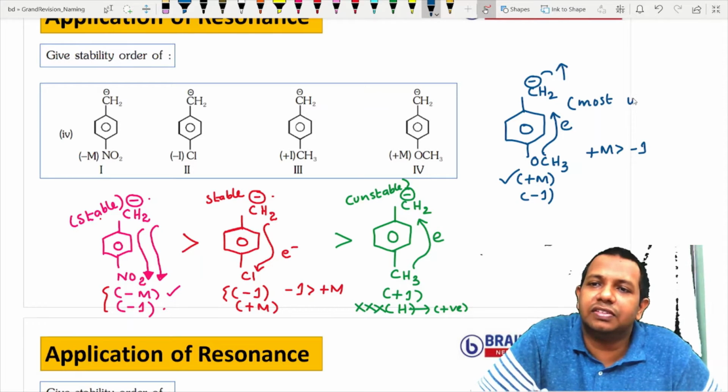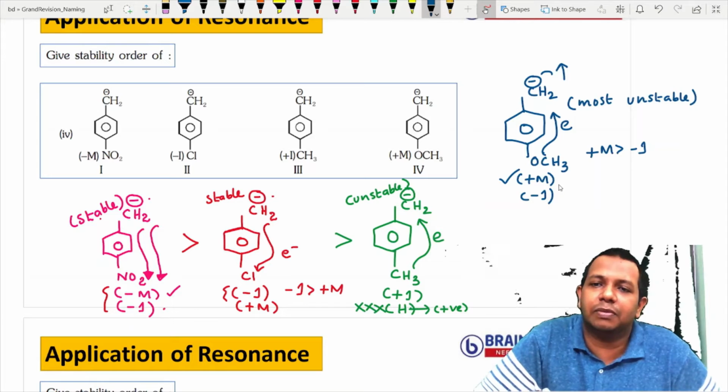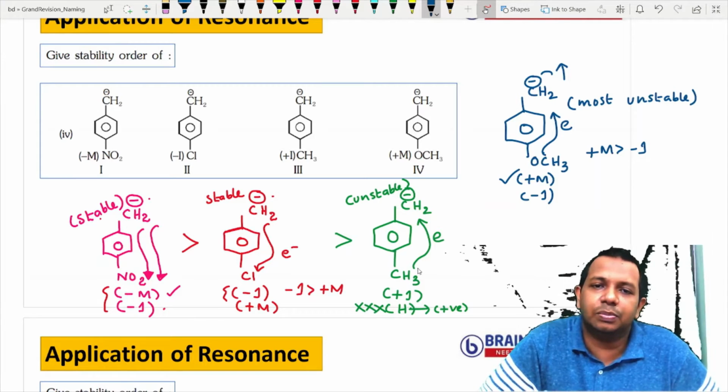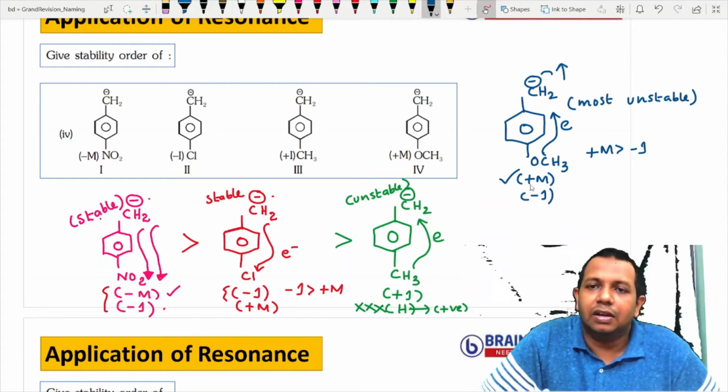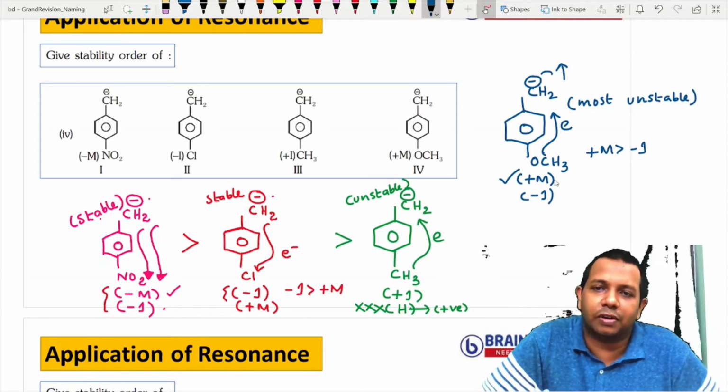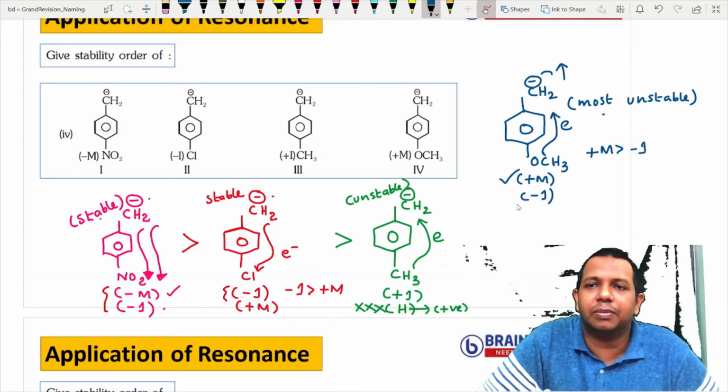Why? Because this is becoming unstable by what effect? Plus M effect. And we know that plus M effect is a dominant effect. Here this is becoming unstable by plus I effect. Comparing plus M and plus I, which has more effect? Plus M. That's the reason why this is becoming most unstable.